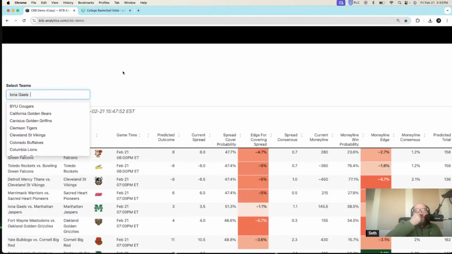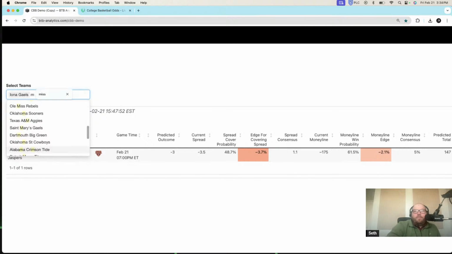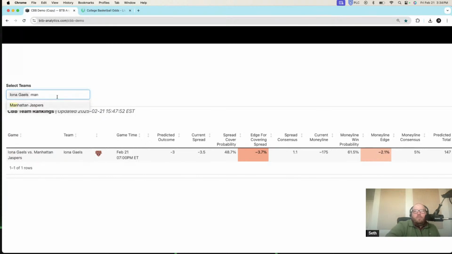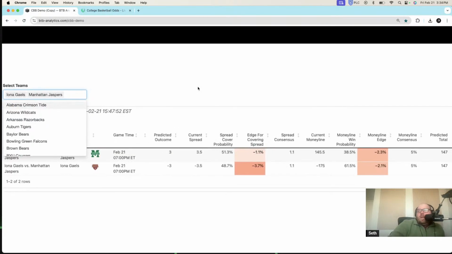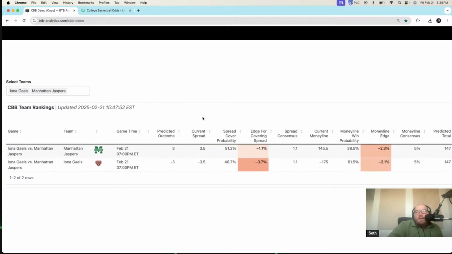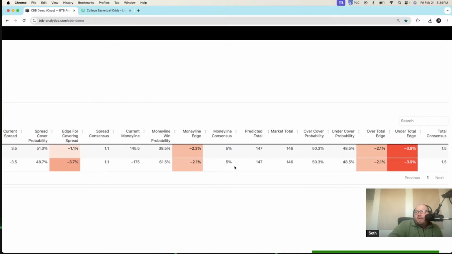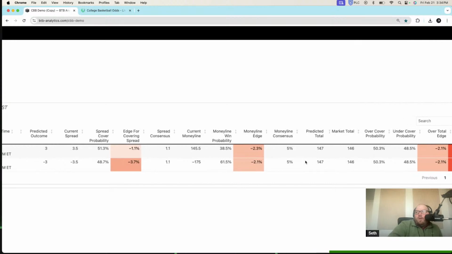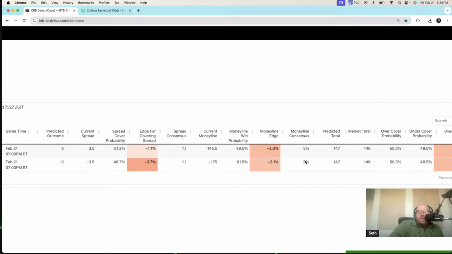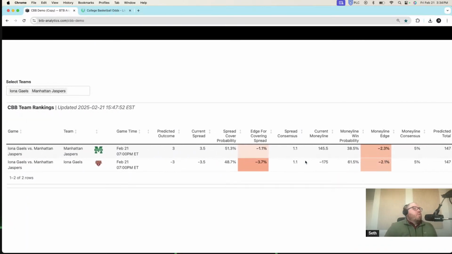Okay, and then the other one you wanted was Iona, but we don't show any value on that game on the side or total. And then Manhattan, no play. Our model does lean in the direction of Manhattan plus 3.5, but it's still a negative EV bet. And then pretty much negatives across the board here. We make the total 147. Market's at 146. Money line looks to be priced well.